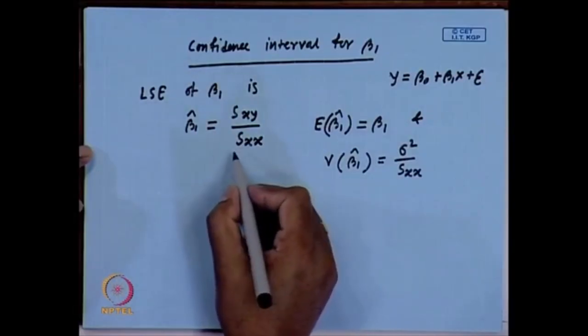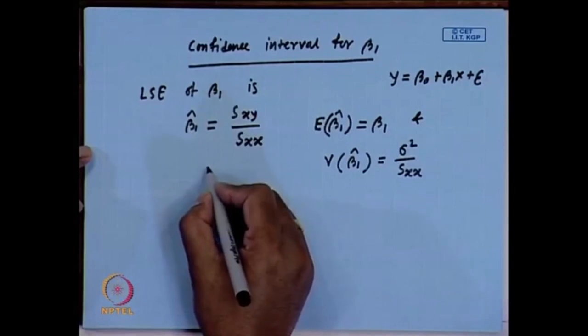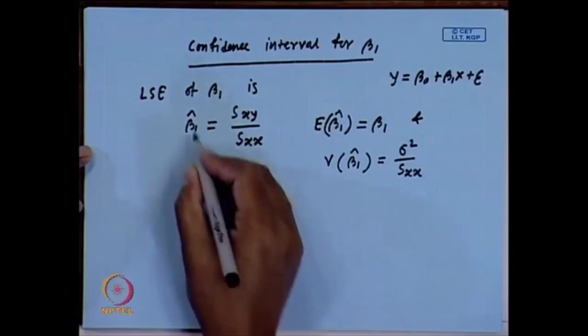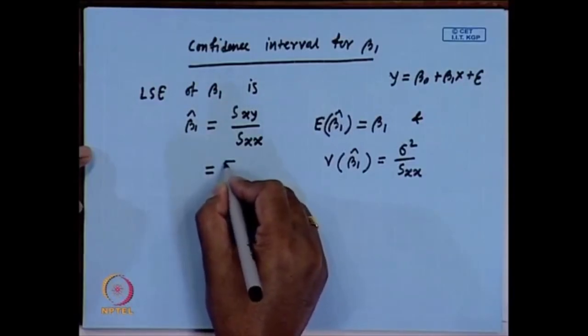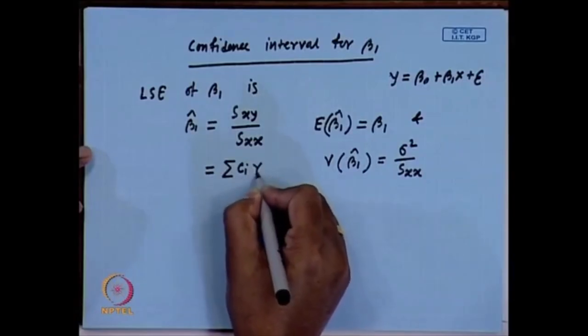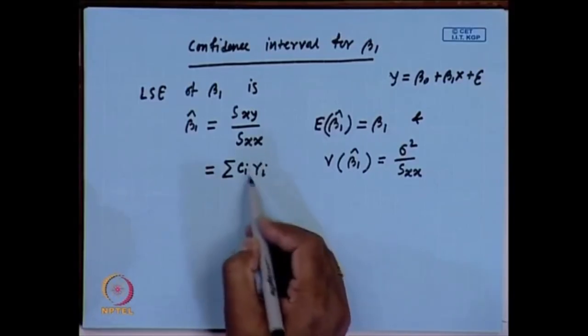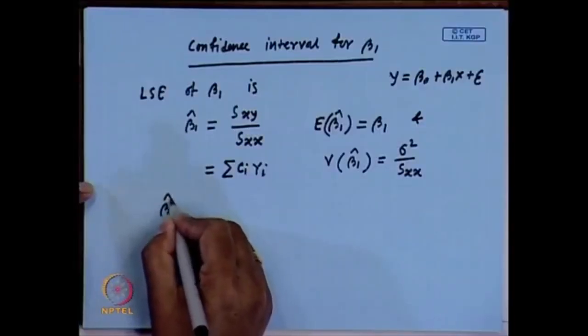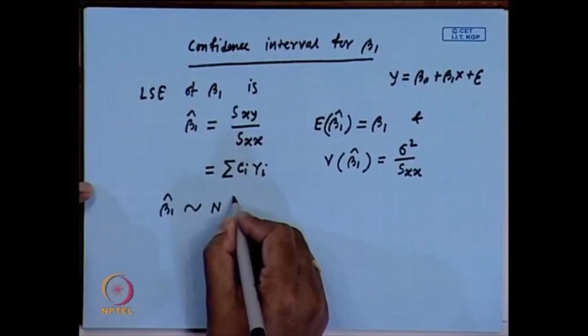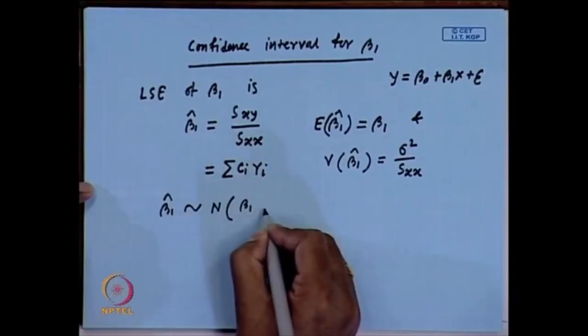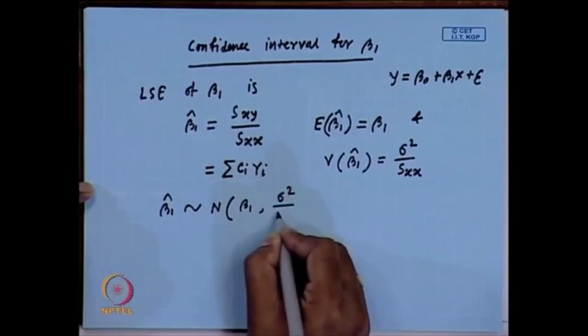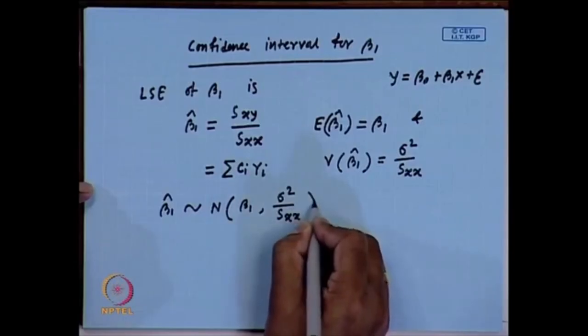And also we have proved in the previous lecture that this beta 1 hat is basically a linear combination of the random variables y i. And we have assumed that the y i's are normally distributed. So any linear combination of normal variables also follows a normal distribution. So beta 1 hat follows a normal distribution with mean beta 1 and variance sigma square by S x x, right.